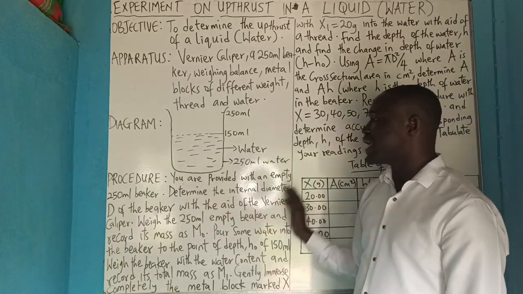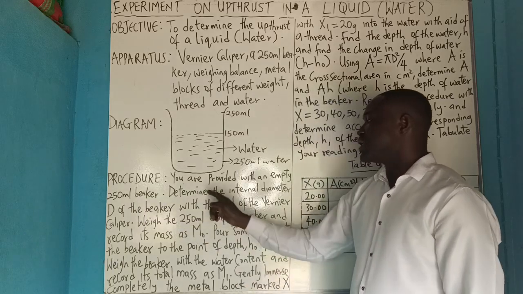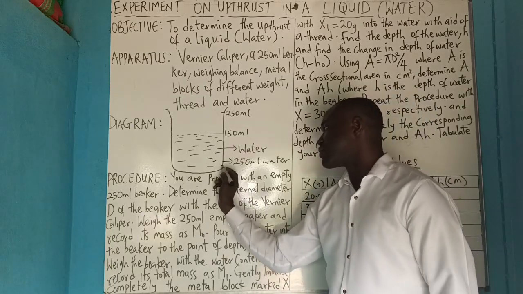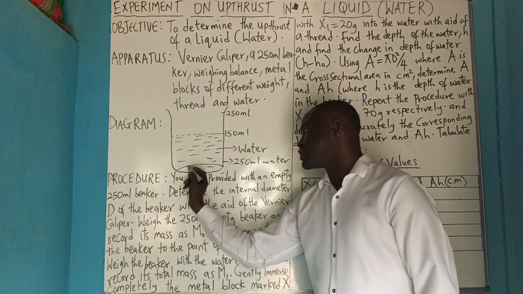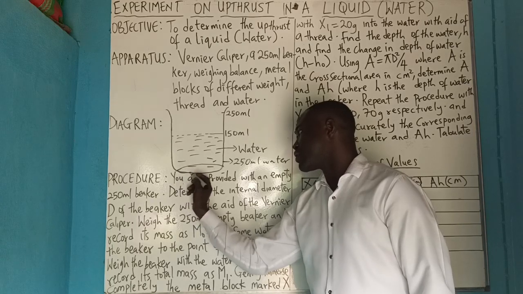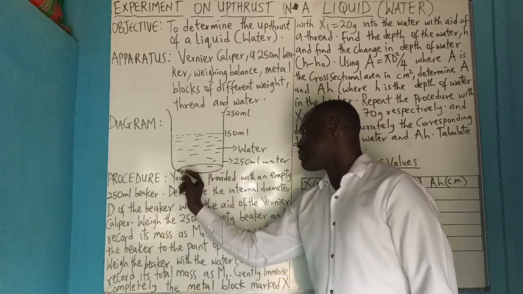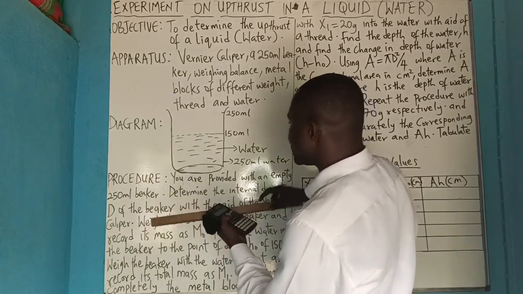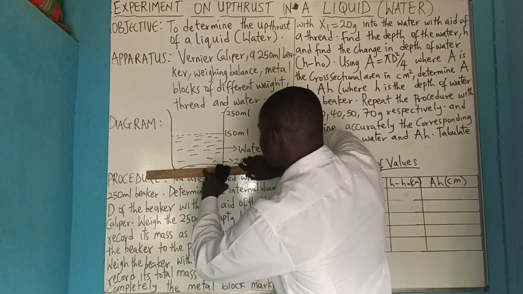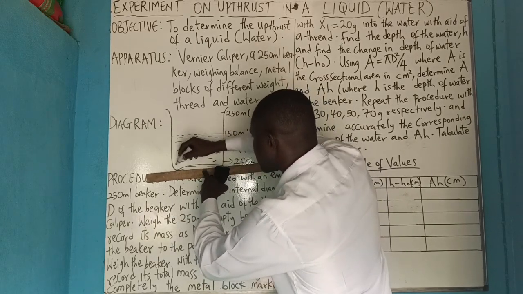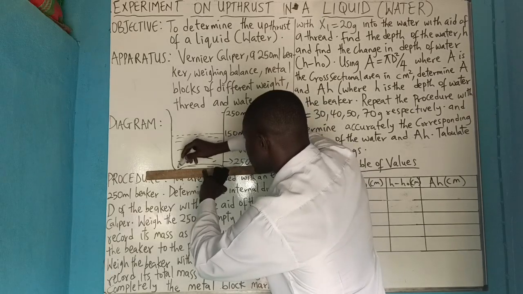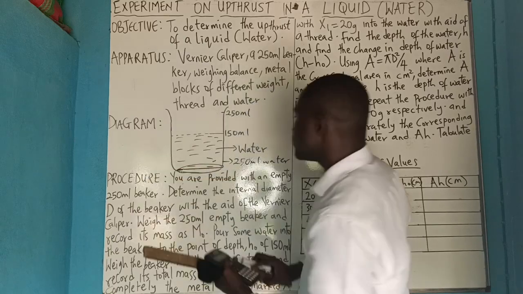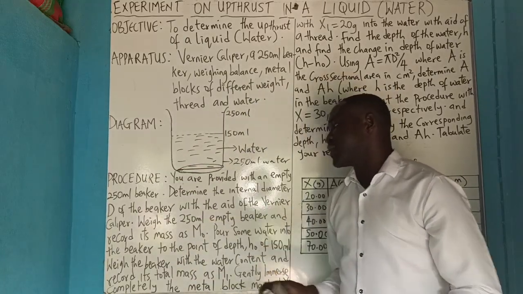You are provided with an empty 250 ml beaker. Determine the internal diameter of the beaker. Look at the diameter. This is the circular part of the beaker. So the diameter means like this. You have to get this distance. That is the diameter. Okay?